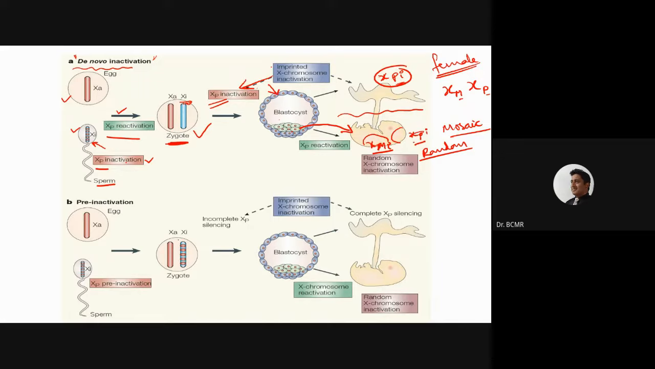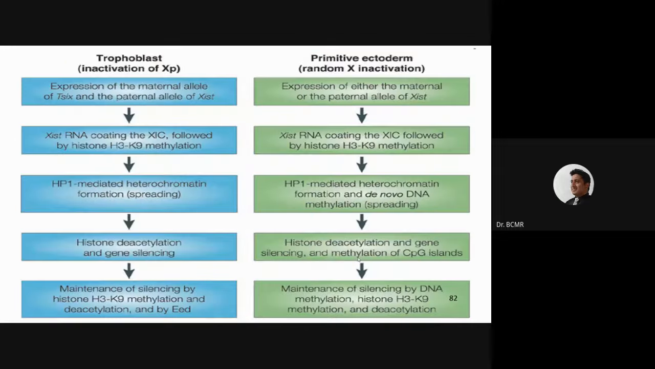There are also other people who would say that there are marks on the paternal X chromosome, pre-inactivation markers, because of which it will retain the paternal X chromosome inactivation imprint in the trophoblast cells, whereas in the ICM, the X chromosome is reactivated and then followed by random inactivation. What I would want you to remember is this, and we will also see it in the next slides.